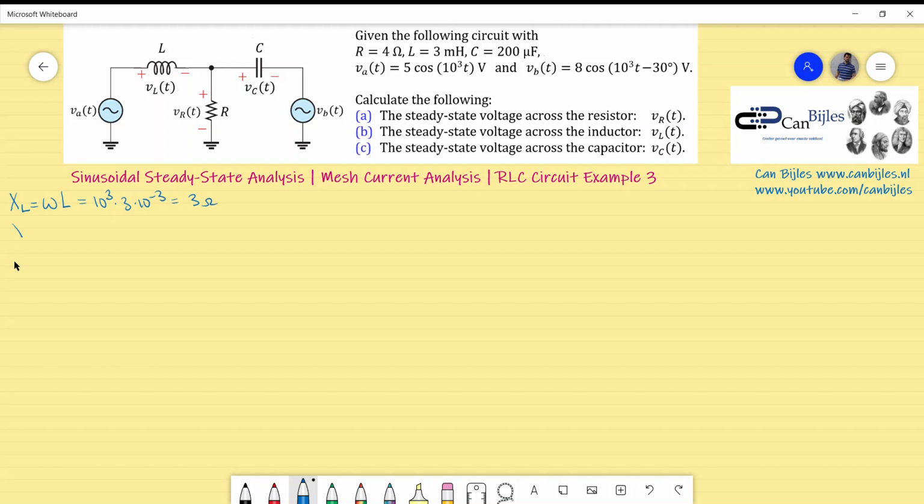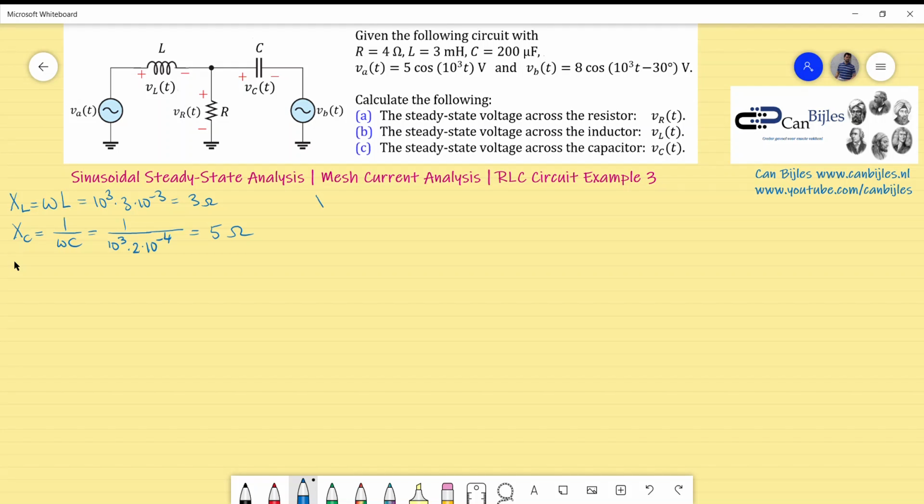Now for XC, for the capacitor, it will be 1 over omega times C, and I will substitute the values: 1 over 1000 times 200 microfarads, which is 2 times 10 to the minus 4, and this will result in 5 ohms. So I have now these values for the reactances.